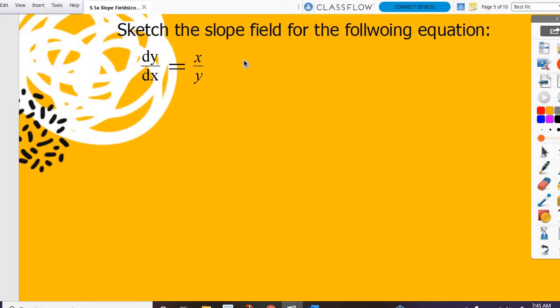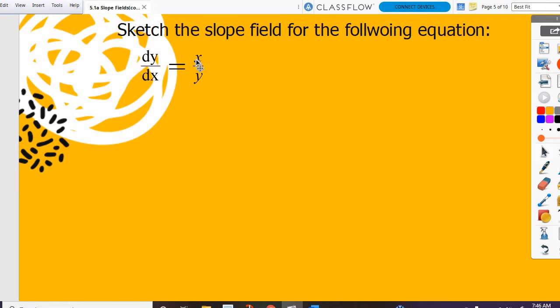So on our next one that we look at, again, we're just sketching the slope field for the following equation, dy over dx equals x over y. The biggest difference for this one is notice that whenever y equals 0, we're going to be undefined. Whenever x equals 0, we'll have a slope of 0. But something important to remember is that undefined always trumps being 0.